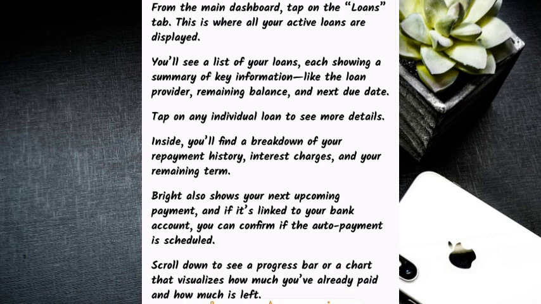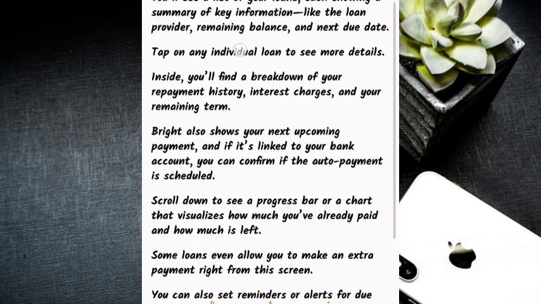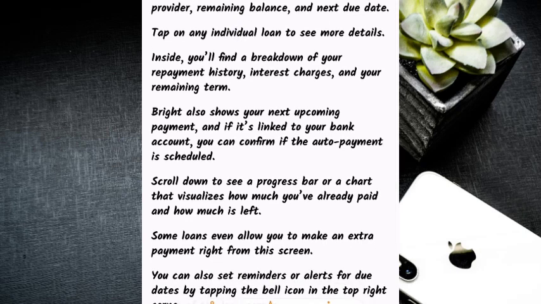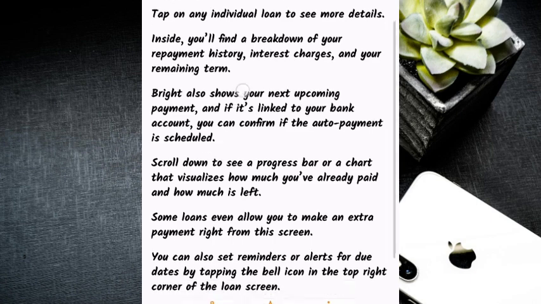Bright also shows your next upcoming payments, and if it's linked to your bank account, you can confirm if the auto payment is scheduled. Scroll down to see a progress bar or a chart that visualizes exactly how much you've already paid and how much is left. Some loans even allow you to make an extra payment right from this screen.